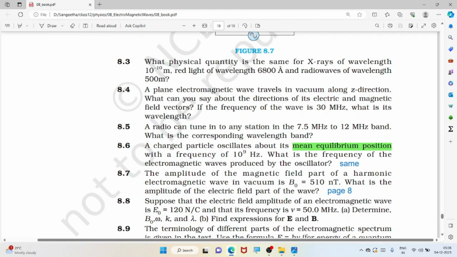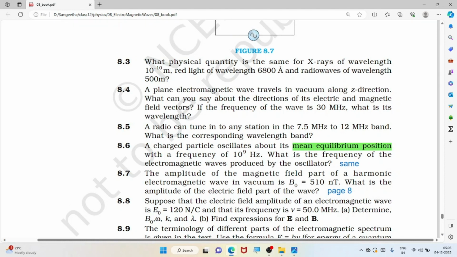A plane electromagnetic wave travels in a vacuum along the Z direction. What can you say about the direction of the electric and magnetic field vectors? They will be perpendicular to the direction of the propagation.